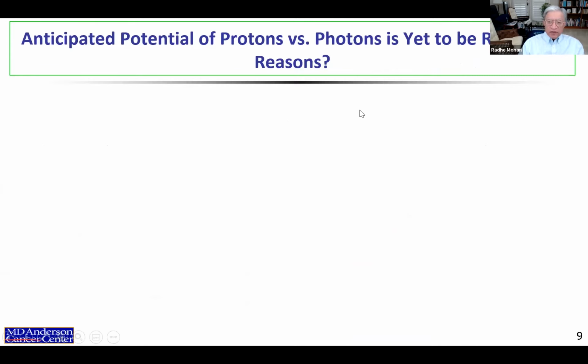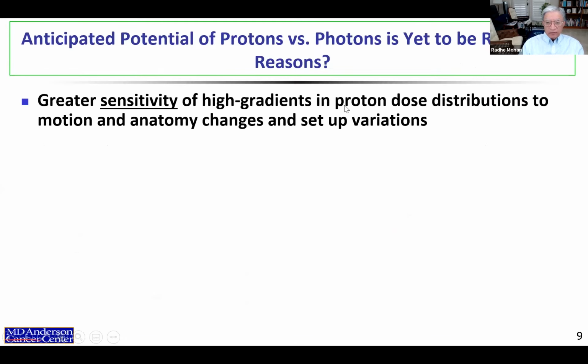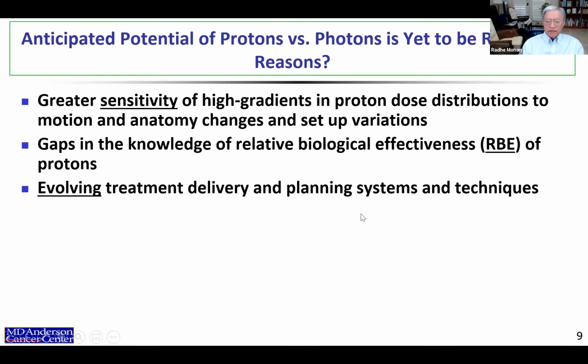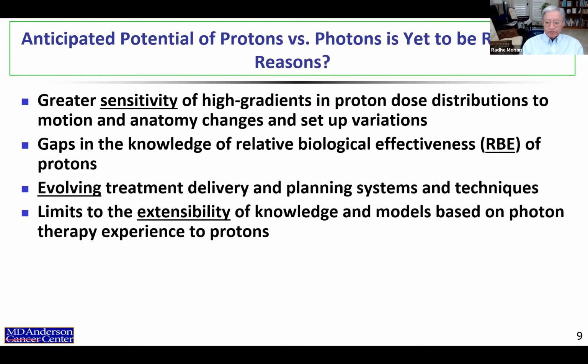Now, I think I kind of implied that the anticipated potential of proton therapy is yet to be realized, and I basically stated the reason: the greater sensitivity of high gradients of proton dose distribution to motion, anatomy changes, setup variations, etc. Gaps in our knowledge of biological effectiveness. But another factor is that our treatment delivery and planning technologies and techniques are still immature, and they're evolving. And I think things are getting a little bit better.